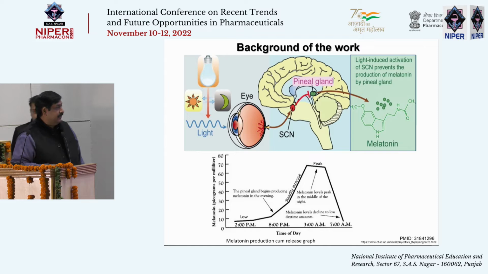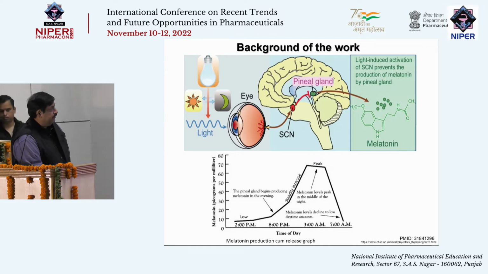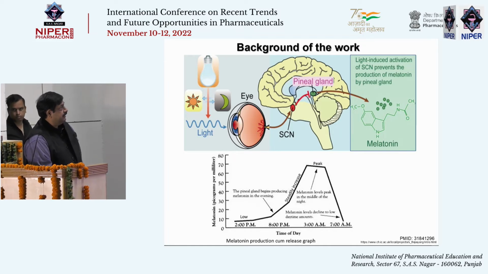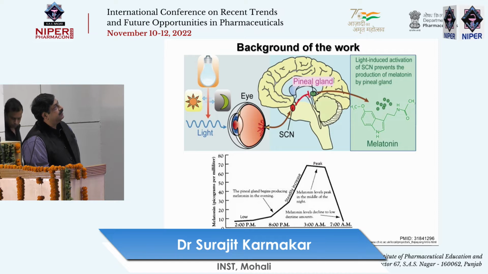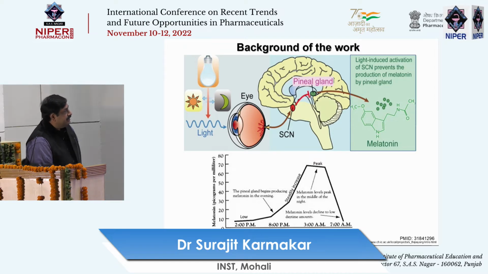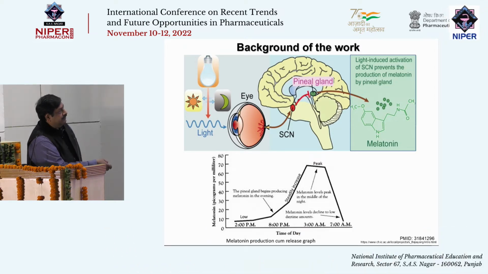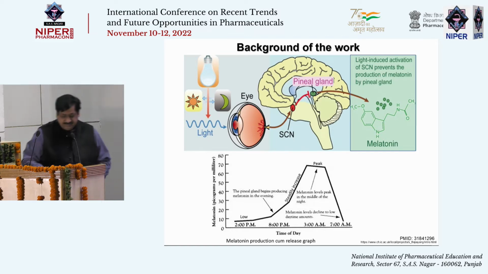So when the light diminishes during the late evening, the inhibition by the suprachiasmatic nucleus is removed, and it starts the synthesis and release of melatonin, which reaches its peak during the midnight and induces sleep. So this is its biological function.